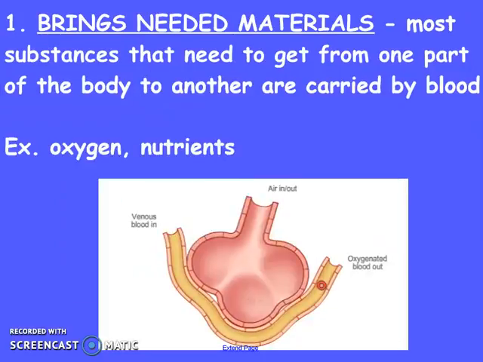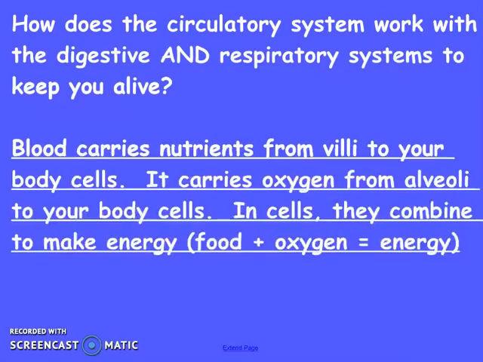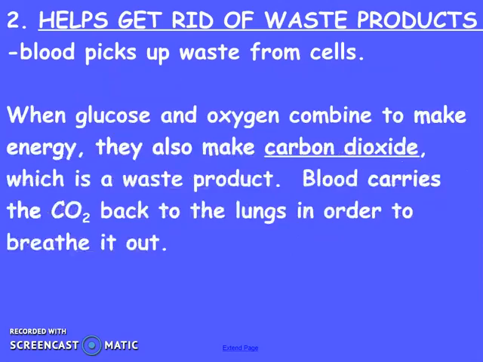It's going to bring needed materials to the rest of your body, so things like oxygen and nutrients. Those are our connections to the digestive and the respiratory system. So what happens is your blood is going to carry nutrients from your villi to your body cells. It's going to carry oxygen from your alveoli to your body cells, and then in those cells they're going to combine to make energy. So our formula is food plus oxygen equals energy, and that is how the digestive and the respiratory and the circulatory system work together to keep us alive.